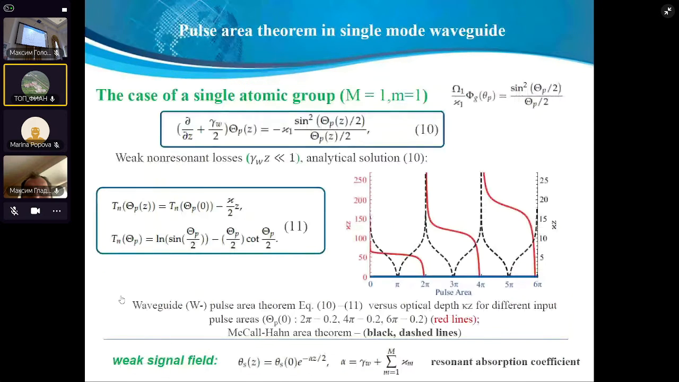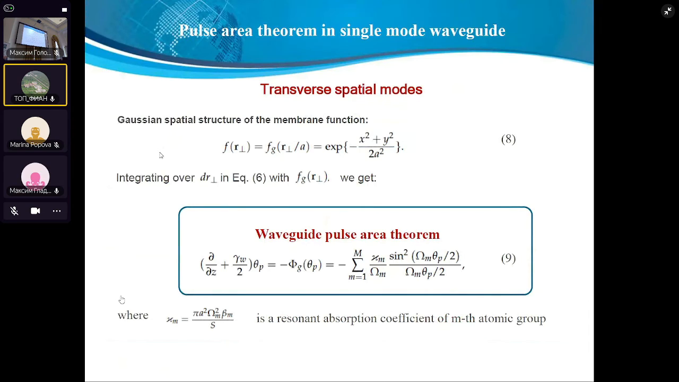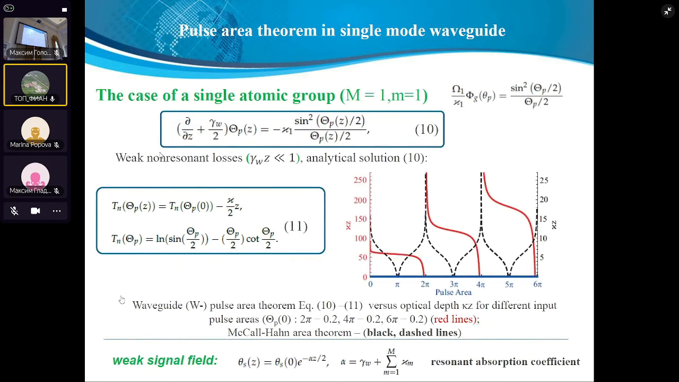And after some calculations, in principle it's possible, and we found such an equation for the, it is not the pulse area, but some envelope, the integration under the envelope of the light, which has such a form, which is a little bit different from the pulse area of McCall-Hahn. And in the particular case, when we have only one atomic group, just one orientation of the dipole moment, this equation is a little bit simpler. And what is nice is that there is an analytical solution of these equations.